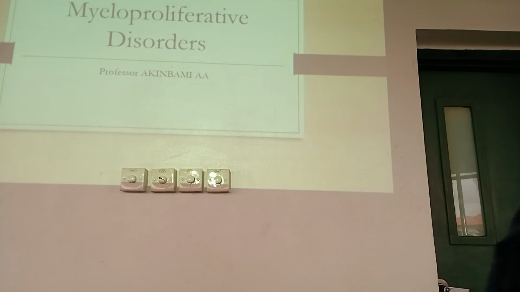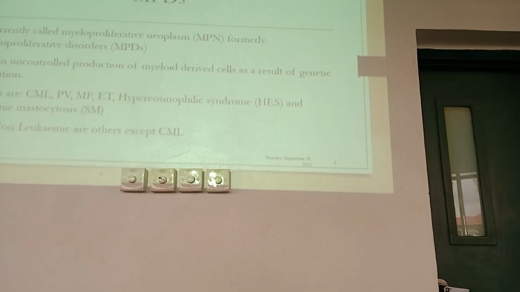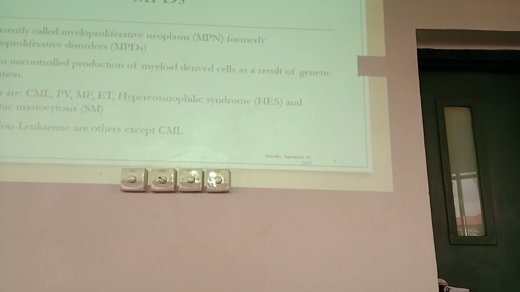So we'll be talking about myeloproliferative. Like I said, it's formerly called MPD, but it's now known as MPN, myeloproliferative neoplasm. These are the diseases that are under MPN: chronic myeloid leukemia, polycythemia vera, and myelofibrosis. MF is myelofibrosis. It could be primary, it could be secondary. Polycythemia too can also be primary or secondary. We'll talk about it. Then essential thrombocythemia, which is affecting the platelets.